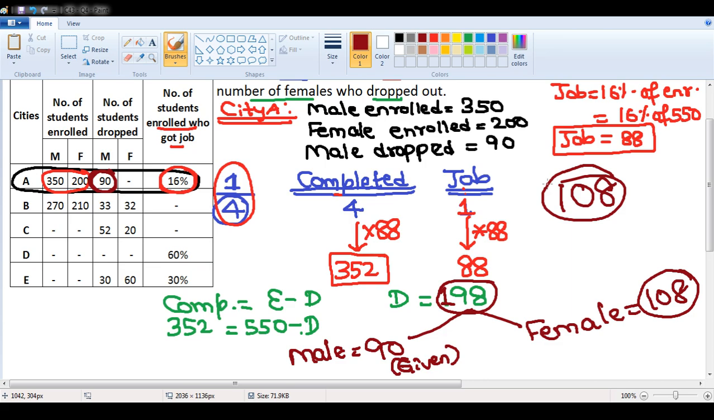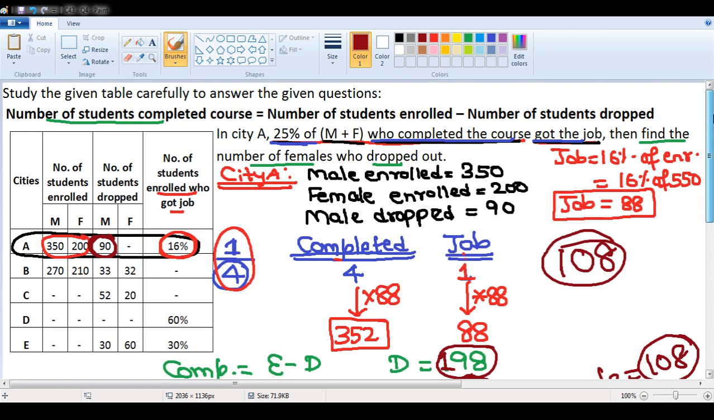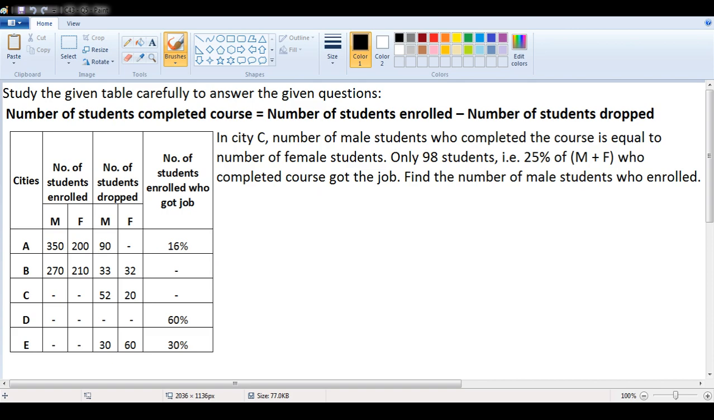Next one. Now see the fifth question, slightly tricky. More or less the same approach we will use. No variables are required. Fifth question of the caselet. Now let us read statement by statement, understand and then solve it, sir. See here. Fifth question. In city C, that means they are talking about these values, right? Can I say that city C is what they are talking about?